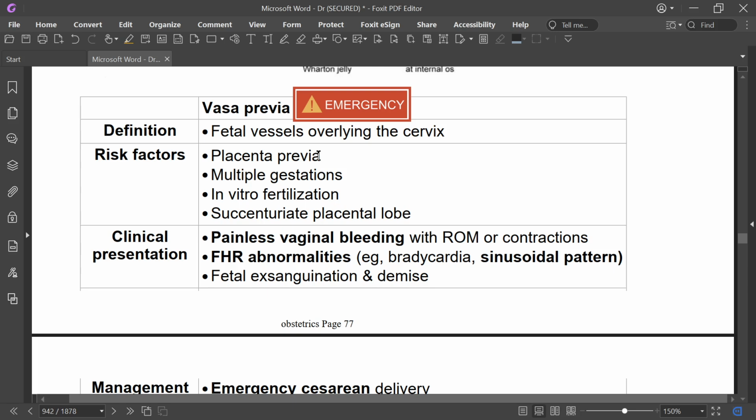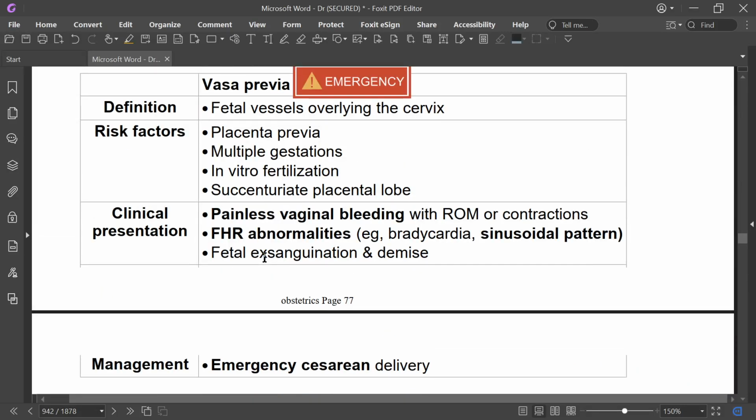Clinical presentation: painless vaginal bleeding with rupture of membranes or contraction, fetal heart rate abnormality, bradycardia and sinusoidal pattern, and fetal exsanguination and demise. Emergency delivery should be done in such cases.